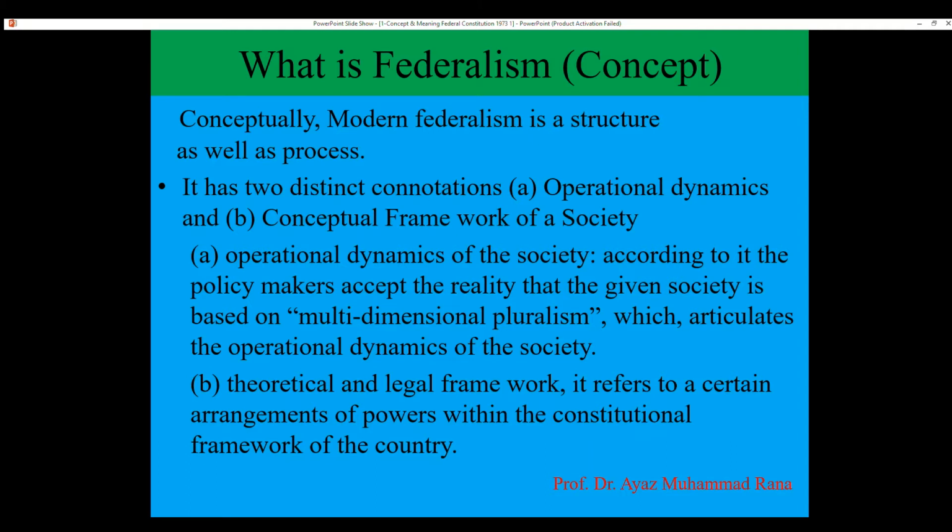So, as far as concept is concerned, conceptually, modern federalism is a structure as well as process. It has two distinct connotations. One, operational dynamics of the society, and second, conceptual framework of a society.